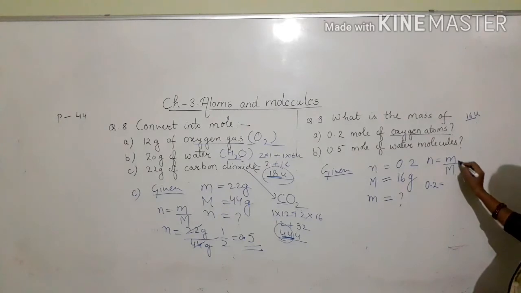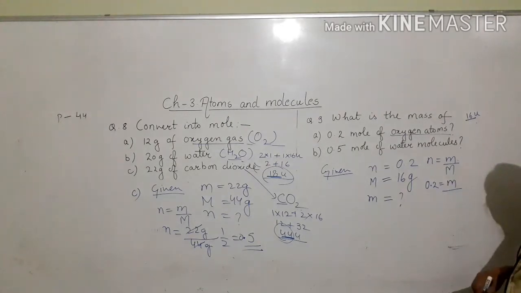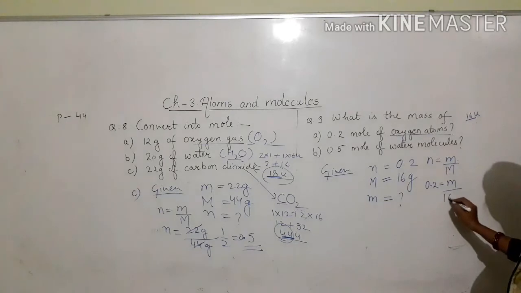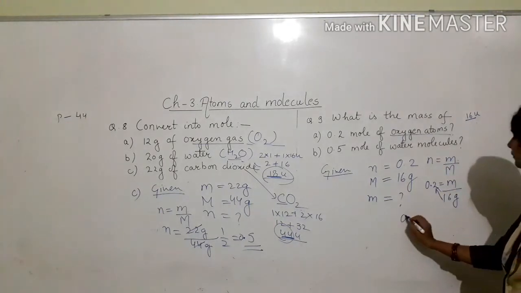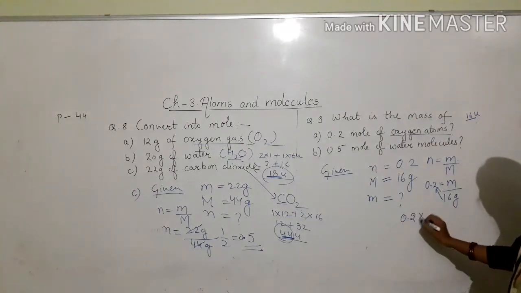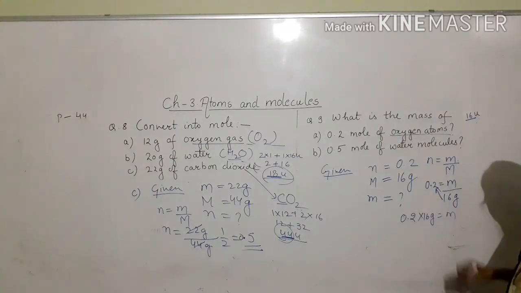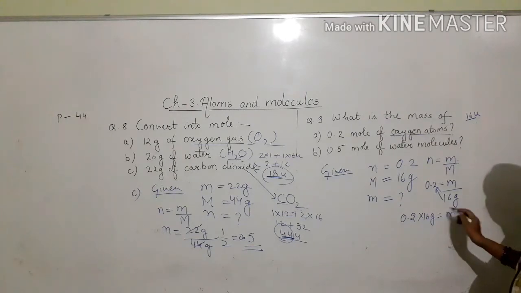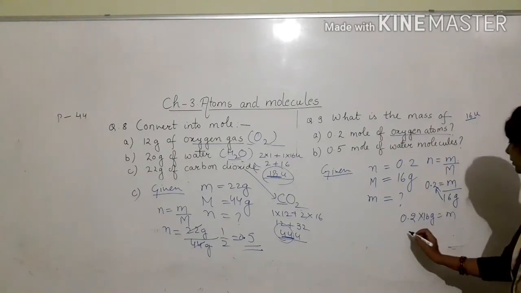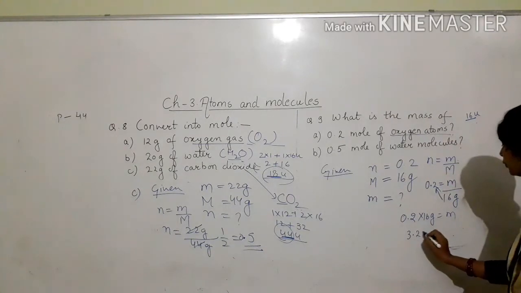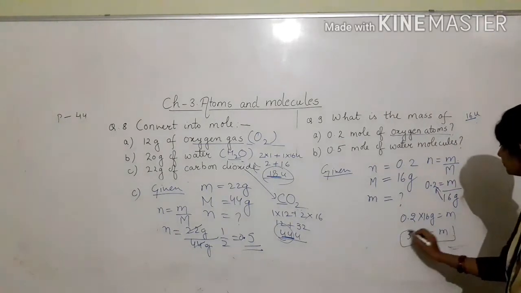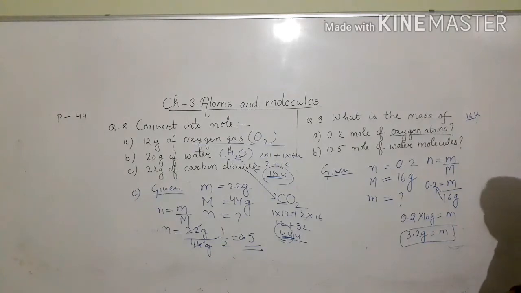given mass. It is not given, we have to calculate it, upon molar mass 16 gram. Now transfer 16 gram from right to left, then it will multiply 0.2. So mass m is equal to 0.2 into 16 gram. It is 3.2 gram is equal to m. So what is the mass? That is 3.2 gram of 0.2 mole of oxygen atoms.